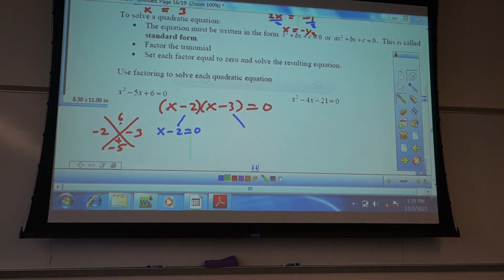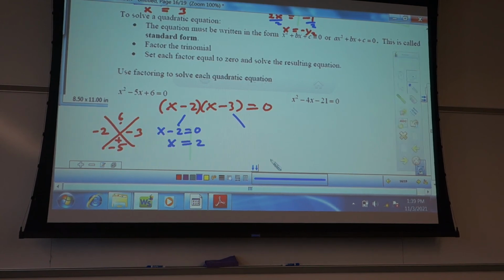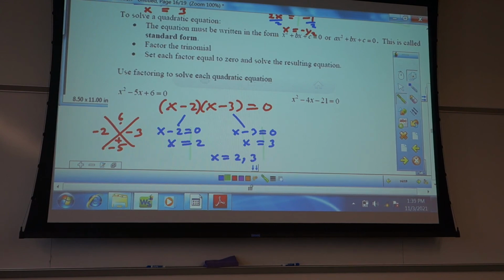Okay, so here's the first one. So how do I solve this? I add 2 to both sides. I get x equals 2. The second one is x minus 3 equals 0. And again, I do the same thing. I add 3 to both sides. I get x equals 3. So my solution is x equals 2 or 3. Done.